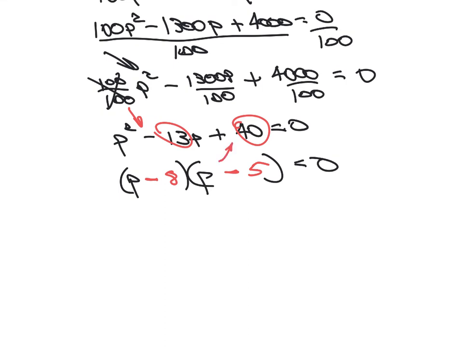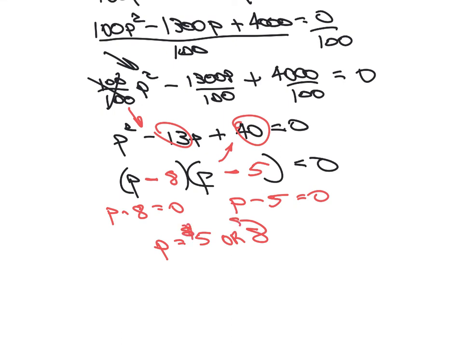And then what we've been doing before is setting each one of these equal to 0. So p equals 5 or 8. So what this tells me is she can sell the calculators for $5 or $8. And if she were to do that, she would have her weekly revenue of $4,000 like she wanted.